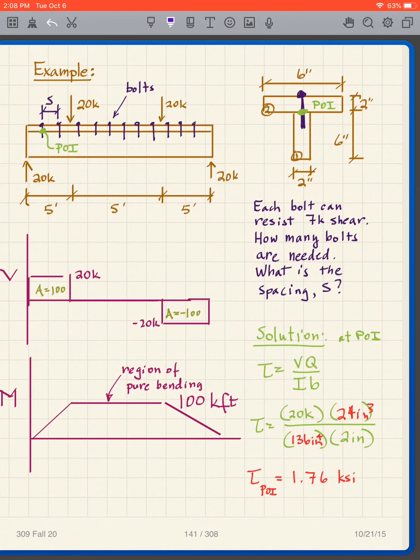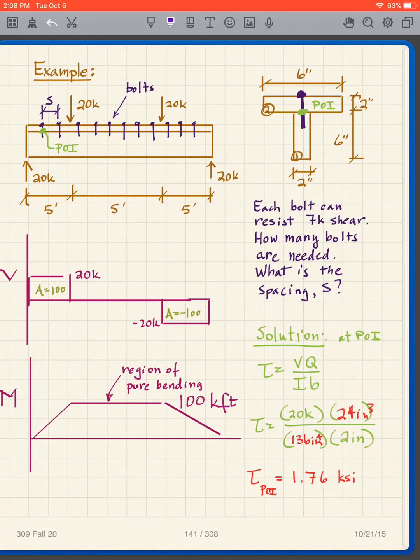That's one of the things we want to determine. The other is, how many bolts do I need? Okay, how do we do this? Well, first we know the point of interest is there because that's where it's going to shear off. So that's my point of interest. You have to recognize that.